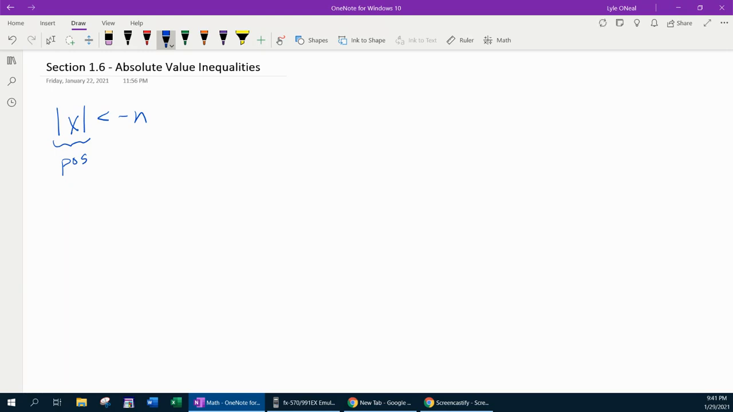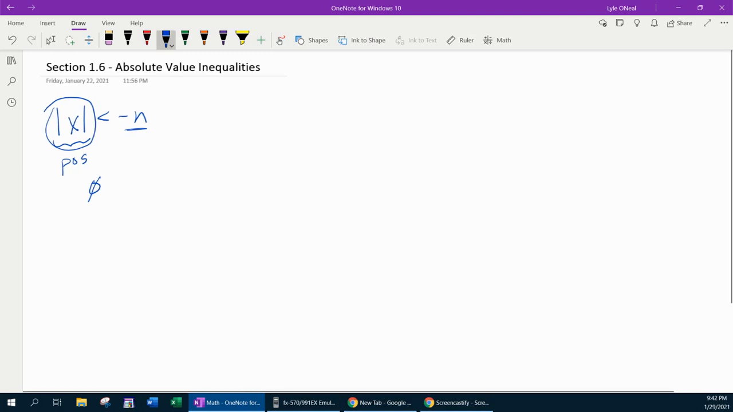Okay, so let's think about this. Are positive numbers or even zero going to be less than a negative number? Can that ever happen? And the answer is no. So in this case, your answer would be no solution. You don't have any work to do because the absolute value can never be less than a negative number. It's always going to be positive or at least zero.